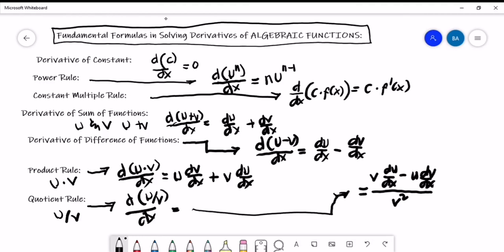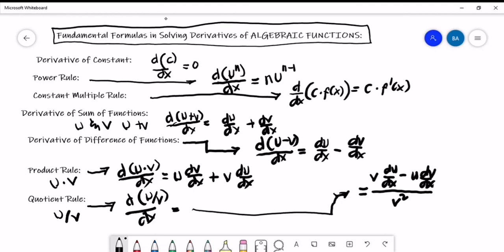So this is the equivalent. When you are deriving a function wherein the operation is division, or u divided by v, we know that u is the numerator and v is the denominator. So always here is v, so this is always v times the derivative of u over dx, minus the numerator u times the derivative of v with respect to x, over the square of the denominator function.